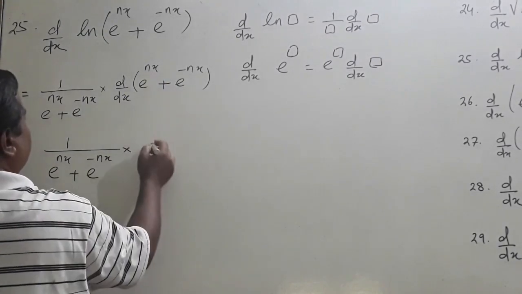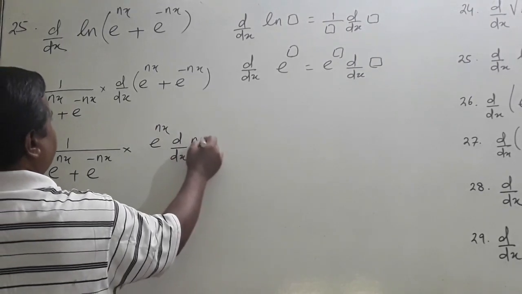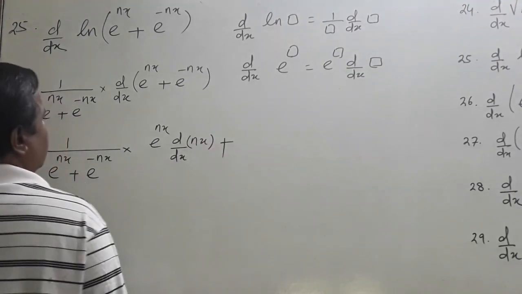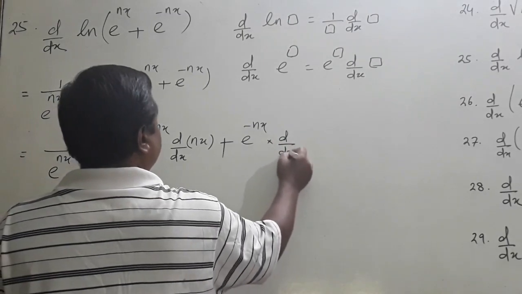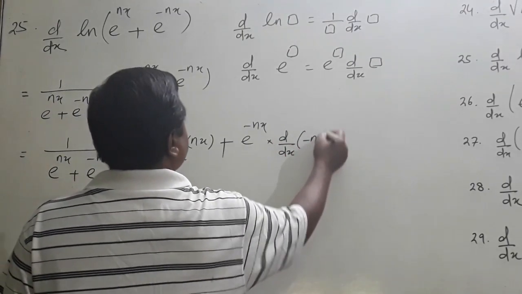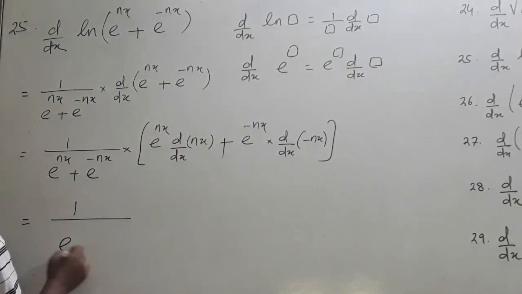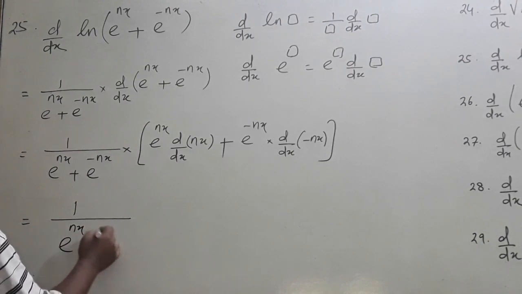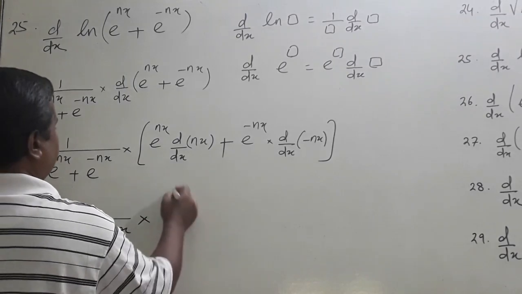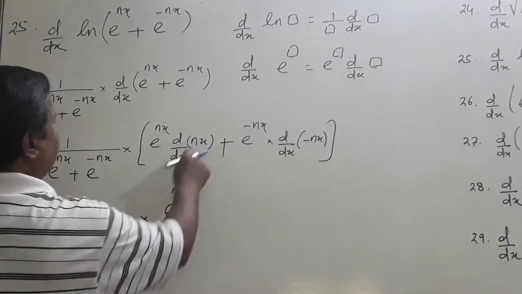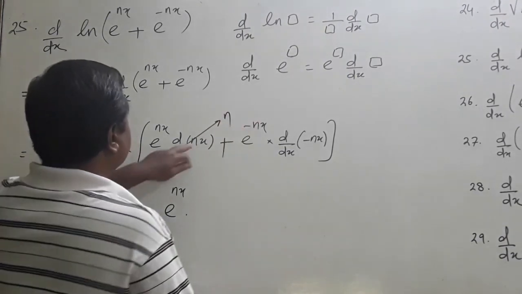d/dx of e^(nx) + e^(-nx): e^(nx) into d/dx of nx, plus e^(-nx) into d/dx of minus nx. It becomes 1 by e^(nx) + e^(-nx) into, what is the derivative of e^(nx)? It is e^(nx) into d/dx of nx. You know it is clearly n, because n will go outside.